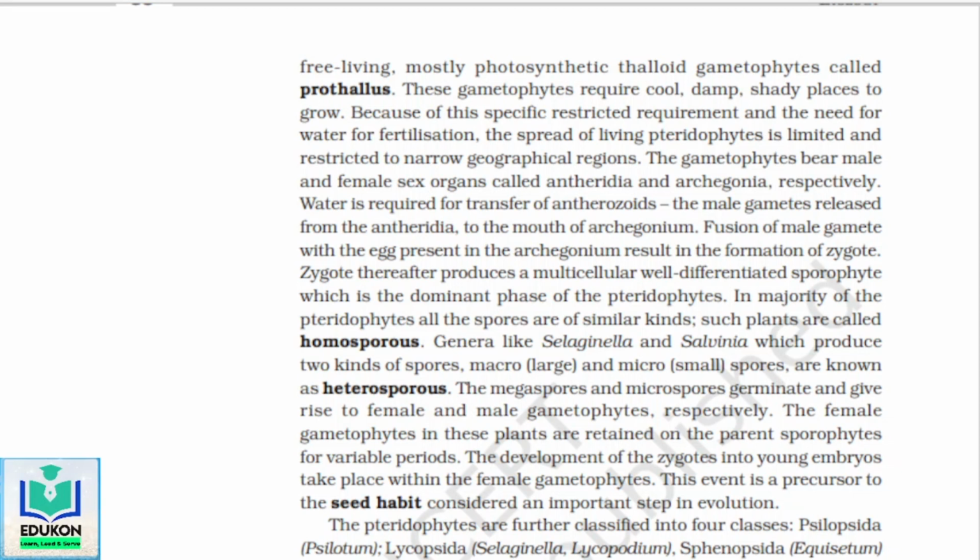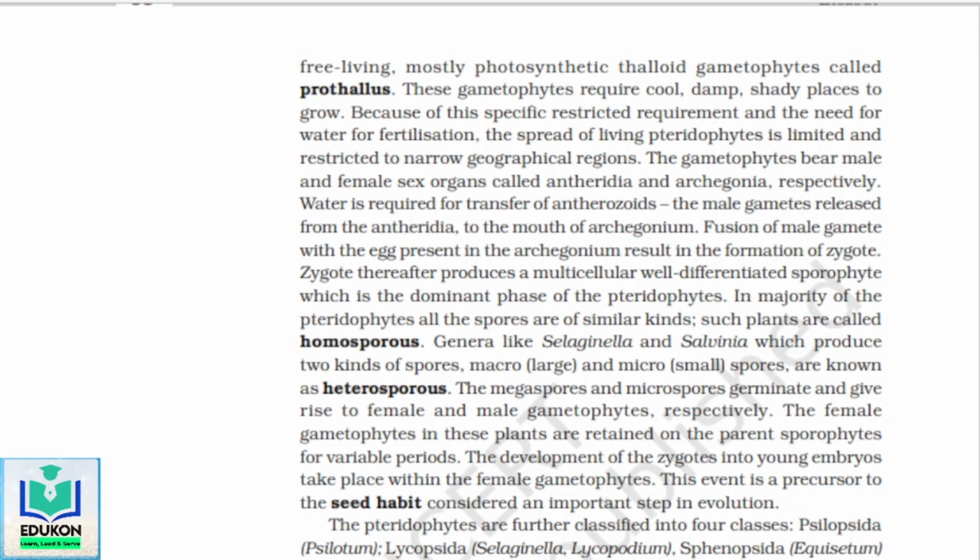The zygote thereafter produces a multicellular, well-differentiated sporophyte, which is the dominant phase of the pteridophytes. Okay, the sporophyte is the dominant stage of the pteridophytes. In the majority of the pteridophytes, all the spores are of similar kinds. Such plants are called homosporous. In homosporous plants, their spores are of similar kinds.